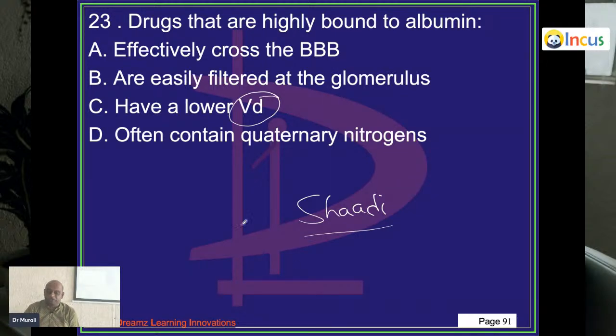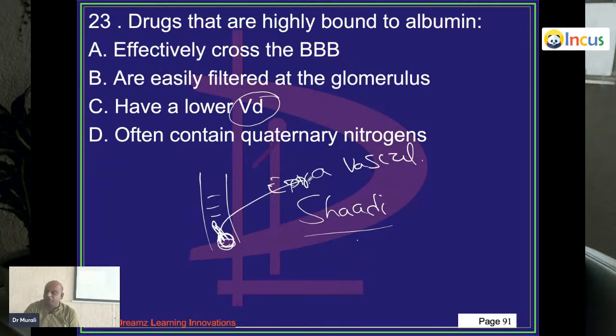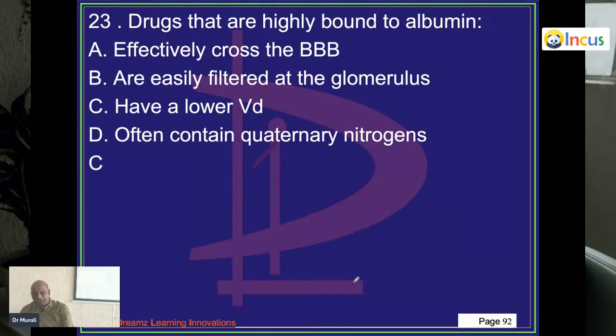What is volume of distribution? Basically, there is plasma, and there is extravascular tissue. Right? So you have a drug. If it is highly protein bound, it cannot go into the extravascular tissue. So that is the reason it will remain in the plasma. That's the reason the volume of distribution become low, is what you need to remember. If a drug is present more in the plasma, volume of distribution is low.